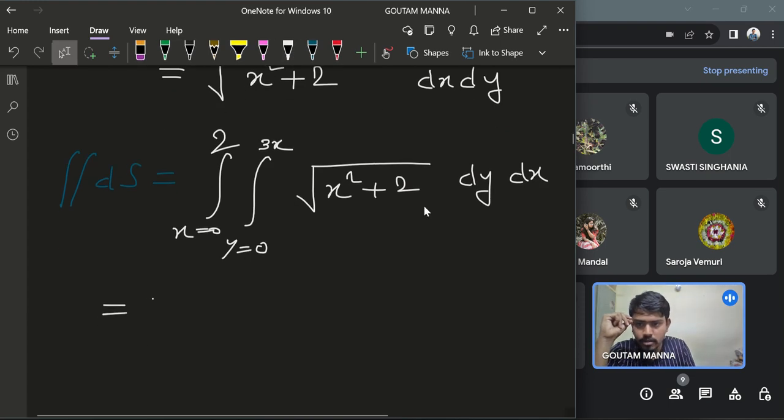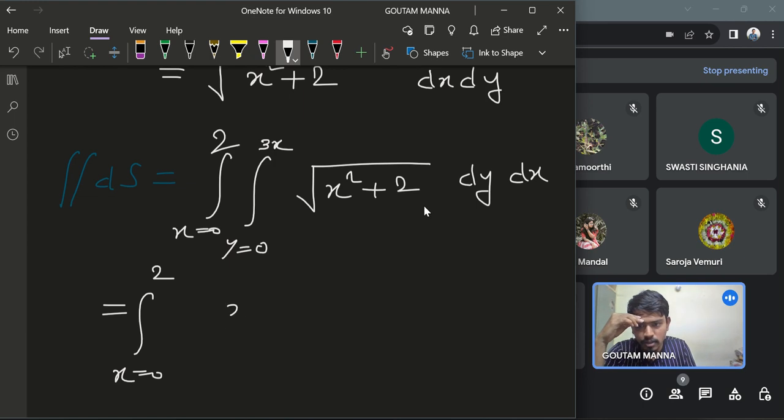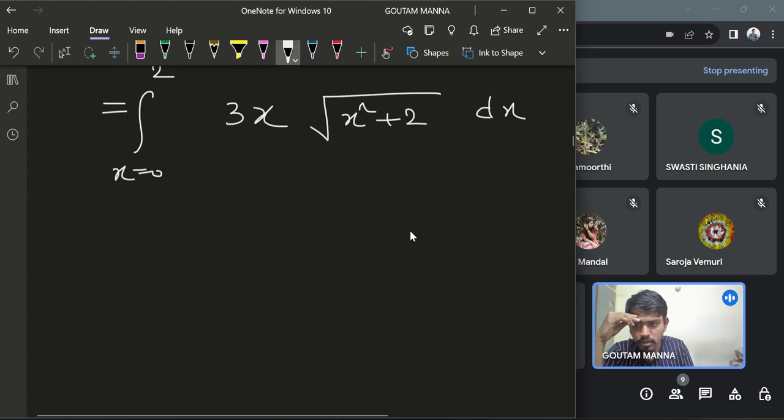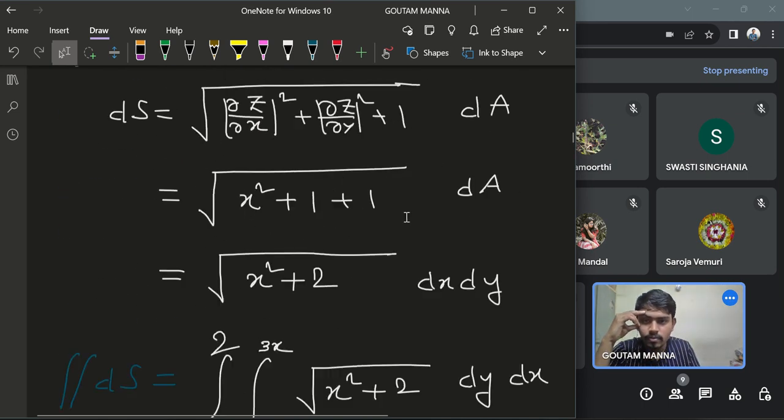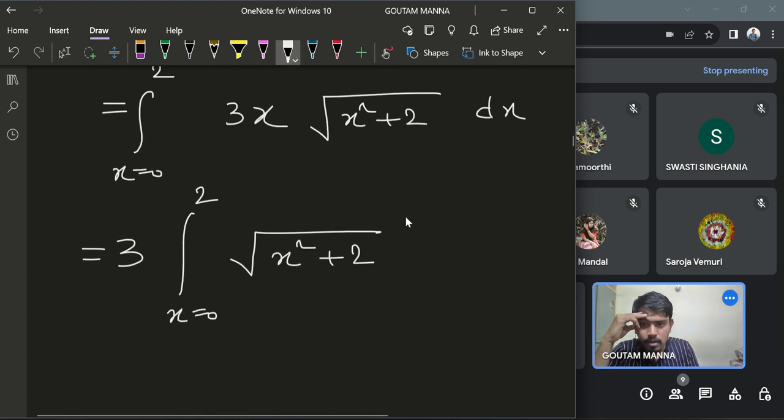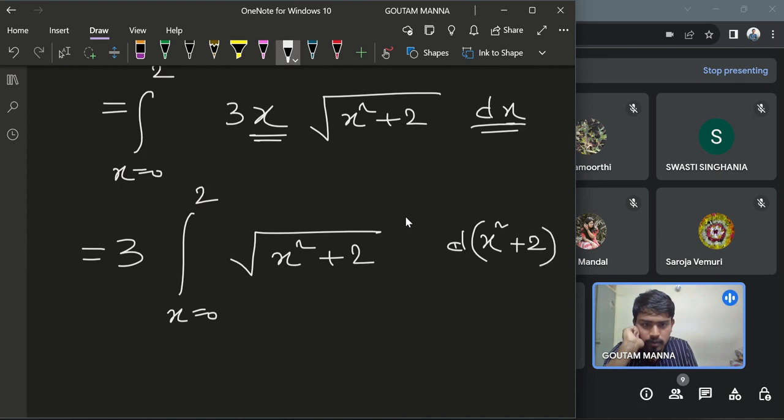Now if I do the y integration, with x equals to 0 to 2, the y integration is dy, there is no y dependence here, so it will be y, and the limit is from 0 to 3x, so it is only 3x, put under root x square plus 2 dx. I'll put the 3 outside, the integration x equals to 0 to 2, root x square plus 2, and this x dx, I can write as d of x square plus 2, and if I multiply by half, then this will give me x dx.